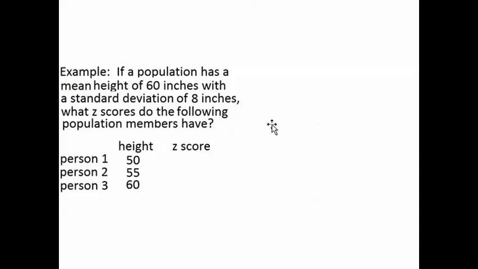We're going to subtract the person's height of 50 by the mean of 60 and divide by the standard deviation of 8. 50 minus 60 equals negative 10, and negative 10 divided by 8 is negative 1.25. So this first person has a z-score of negative 1.25.